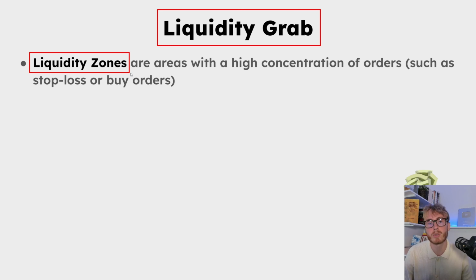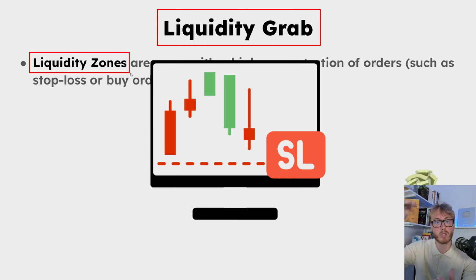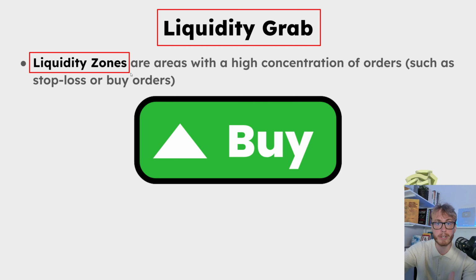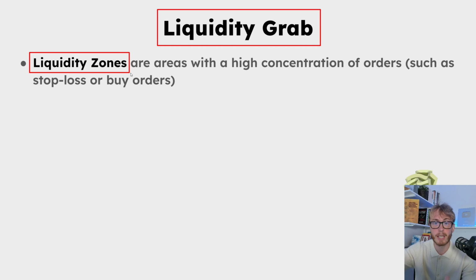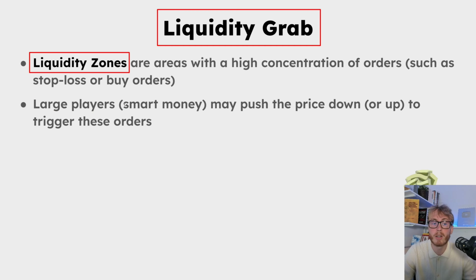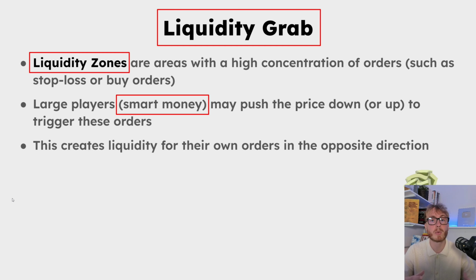And liquidity zones are basically areas with a high concentration of orders. So these are areas on the chart where we, for example, have many stop loss orders or buy orders that are waiting to get triggered. And the theory here is that large players, aka smart money, often try to push the price down or up to trigger these orders. And when these orders get triggered, this will create liquidity for the smart money.